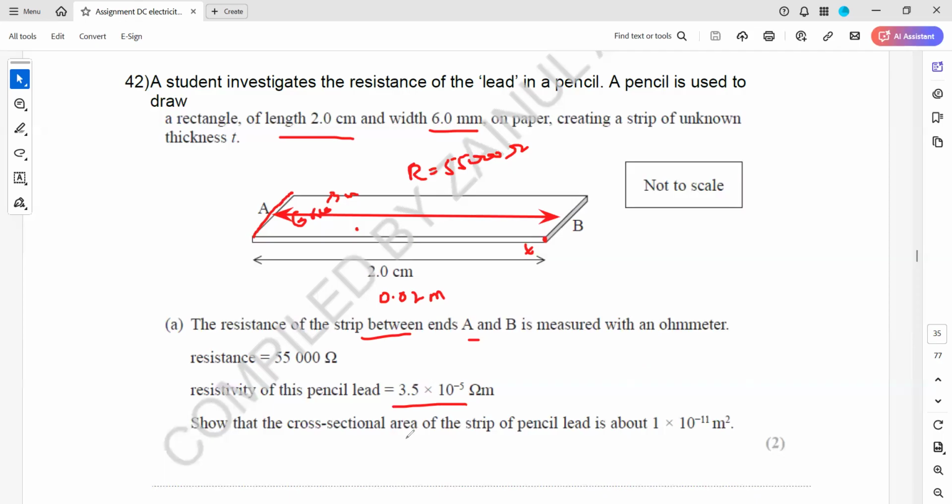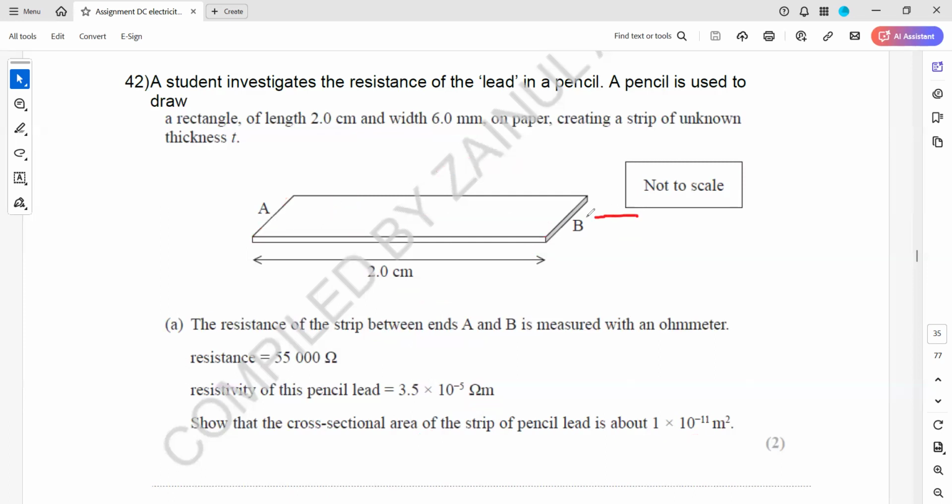Show that the area of the strip is about 1 × 10^-11. We need the area, and area means the cross-sectional area. Let's say the current enters from here, so we need this area. This area is A. The length is 0.02 and the width is given as 6 millimeter, or 6 × 10^-3 meters.